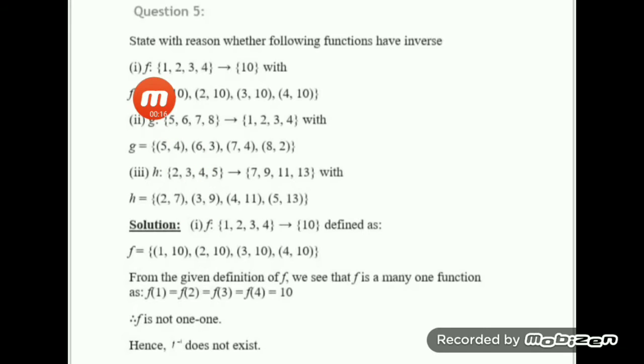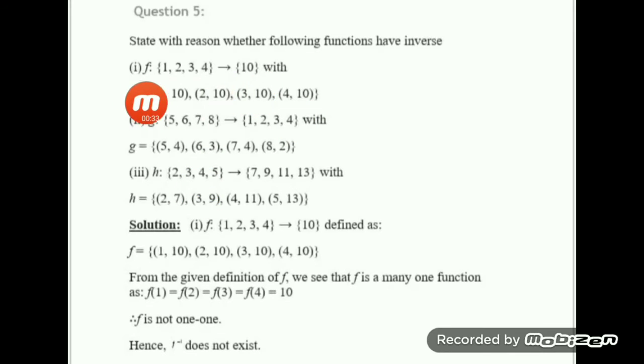The first function f is from {1, 2, 3, 4} to {10}, with f equal to the ordered pairs (1, 10), (2, 10), (3, 10) and (4, 10). Similarly, you have 2 more questions. First, we will discuss question number 1.